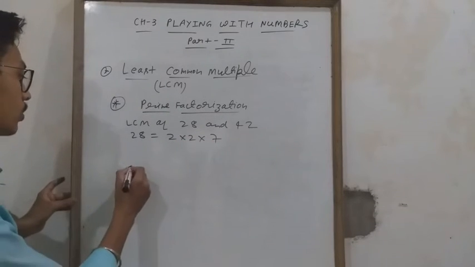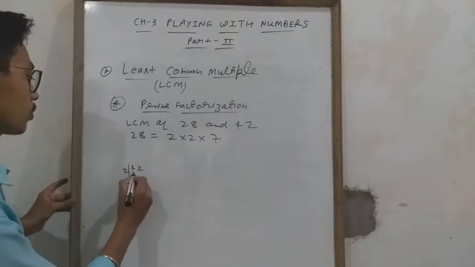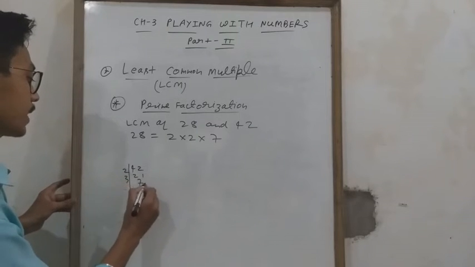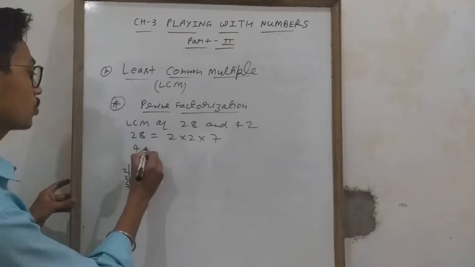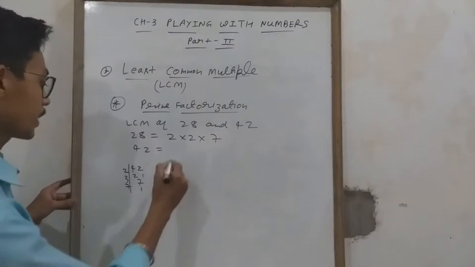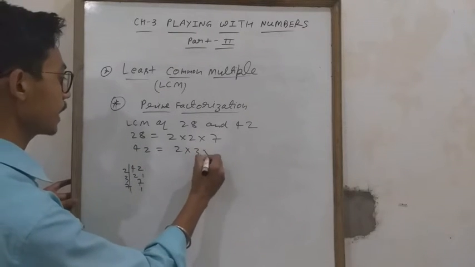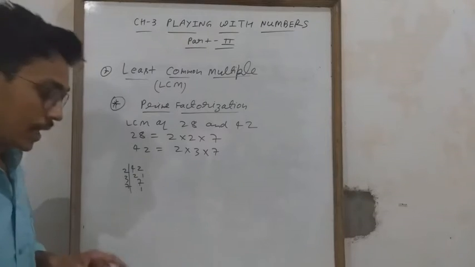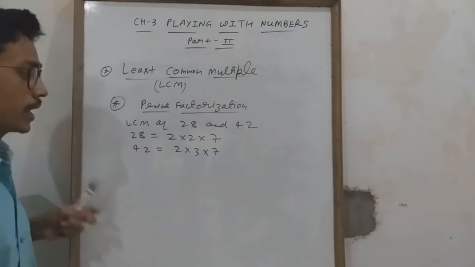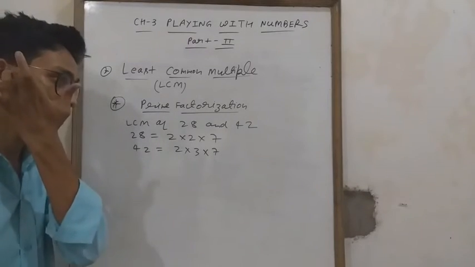Okay, 42 how can you write down, student? 42: 2 times 21 is 42, 3 times 7 is 21, 7 times 1 is 7. So 42 you can write down with the help of prime factorization: 2 multiply by 3 multiply by 7. Okay everyone. Now student, in HCF what we were doing, we were finding the common.